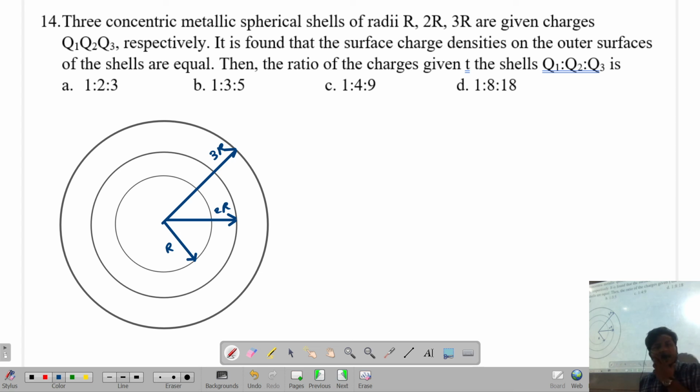They are given charges Q1, Q2 and Q3 respectively. They are not put at once, they are given respectively. It is found that the surface charge densities on the outer surfaces of the shells are equal. Then the ratio of charges given to the shells, Q1 is to Q2 is to Q3, is how much? Think, solve. I have given you all the things, potentials, everything on this.